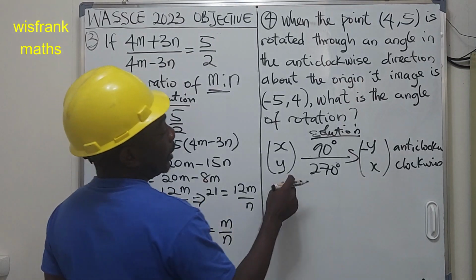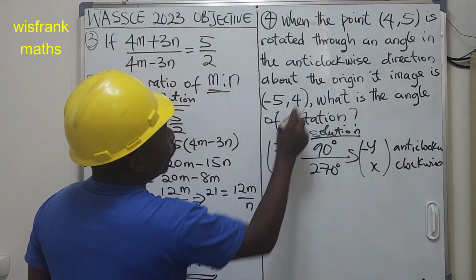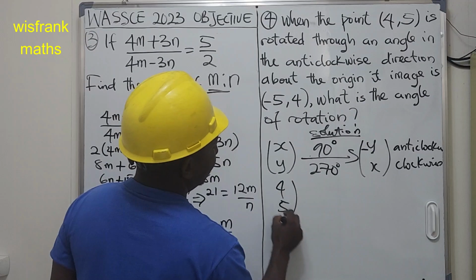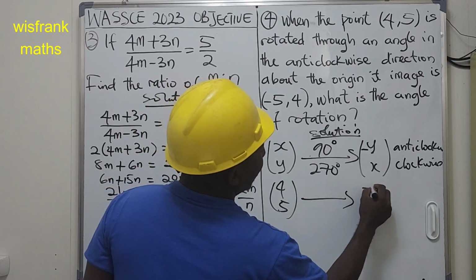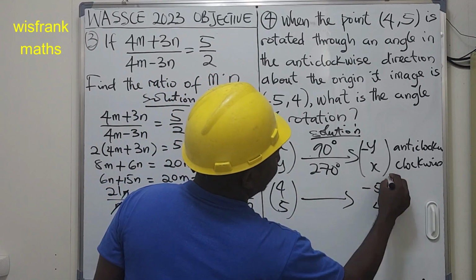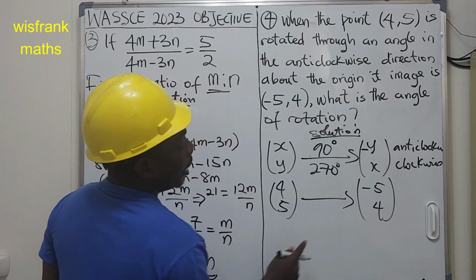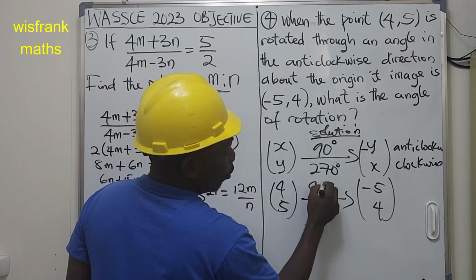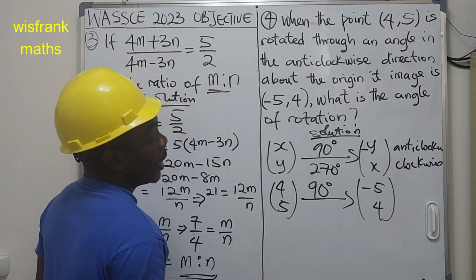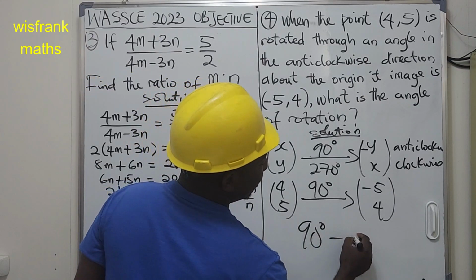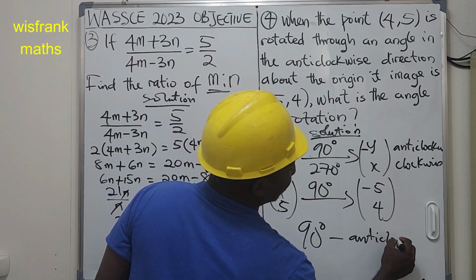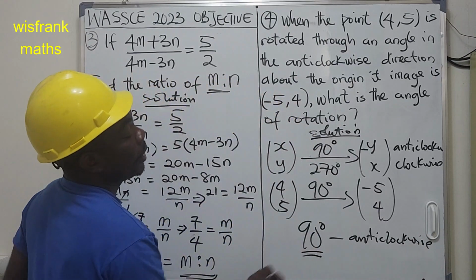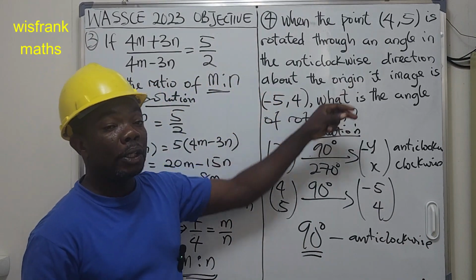So what we are asking is anti-clockwise. Therefore, if we have 4 and 5 mapped into where we have -5 and 4, you see that it's the same thing here. We have to turn anti-clockwise by 90 degrees. So the answer is 90 degrees anti-clockwise.